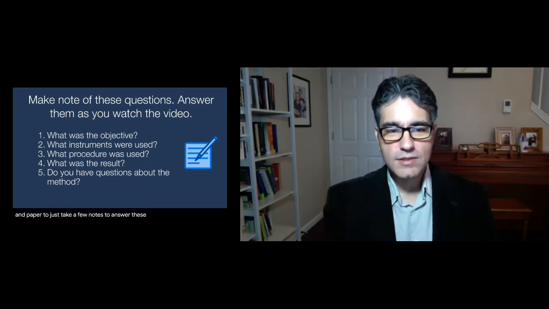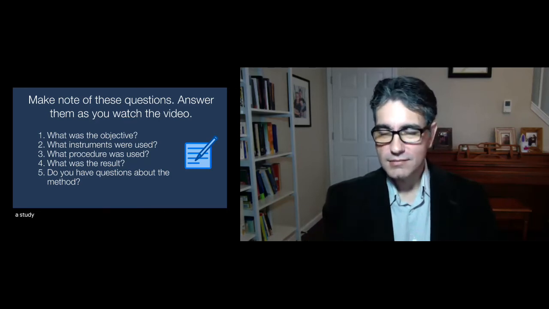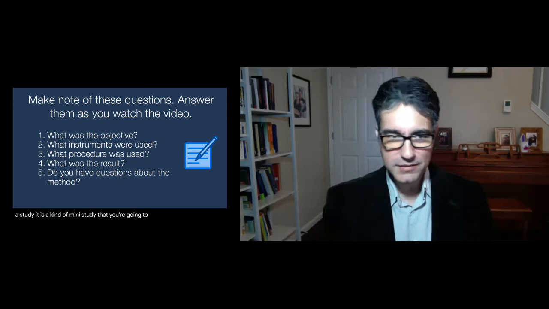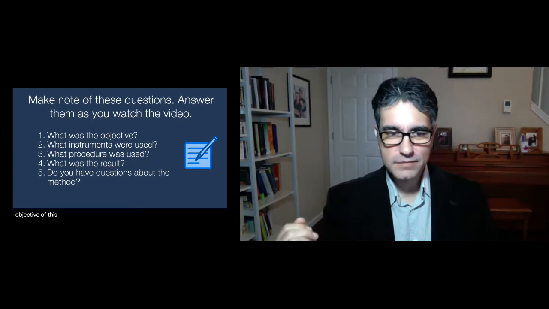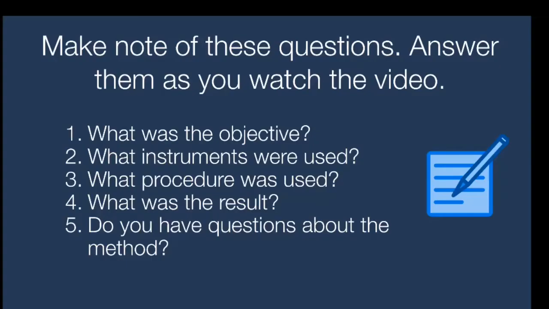to answer these questions. Imagine that this is a study. It is a kind of mini study that you're going to see. First, what was the objective of the study? Two, what instruments were used? The video is very fast, so you'll have to pay close attention to this. What procedure was used? What was the result? And then number 5, and this is the most important question. Do you have questions about the method?